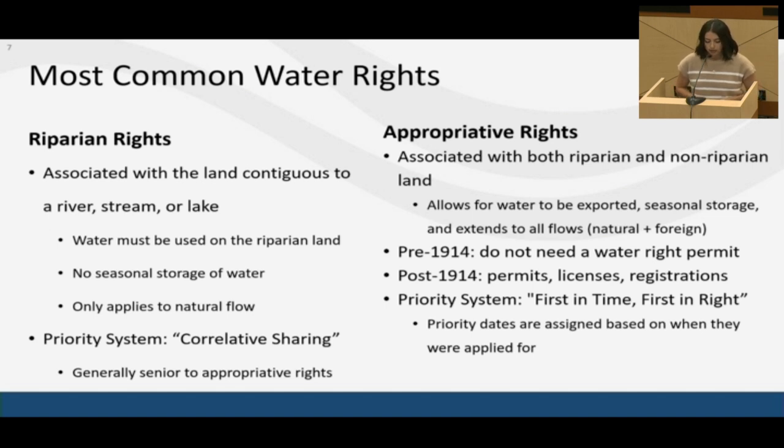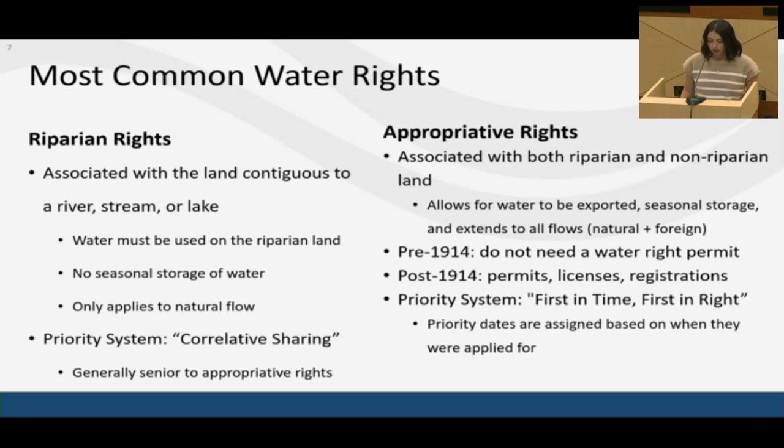So appropriative water rights are associated with both riparian and non-riparian land. These rights allow for water to be exported out of the parcels. They allow for seasonal storage and for diversion of all flows, both natural and foreign or imported water. They are based on the prior appropriation doctrine that states that water rights are determined by priority of beneficial use. So a common phrase you may have heard for this is first in time, first in right.